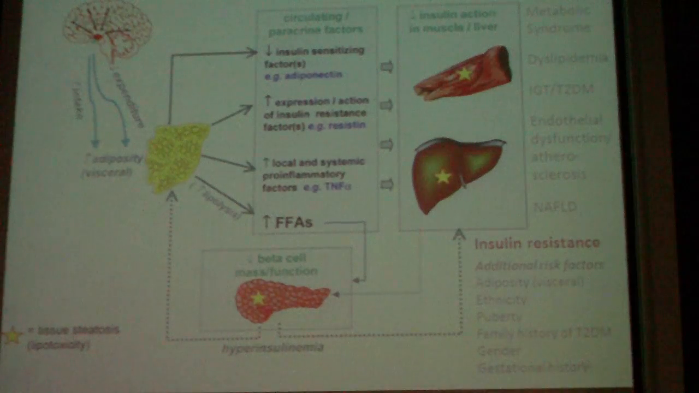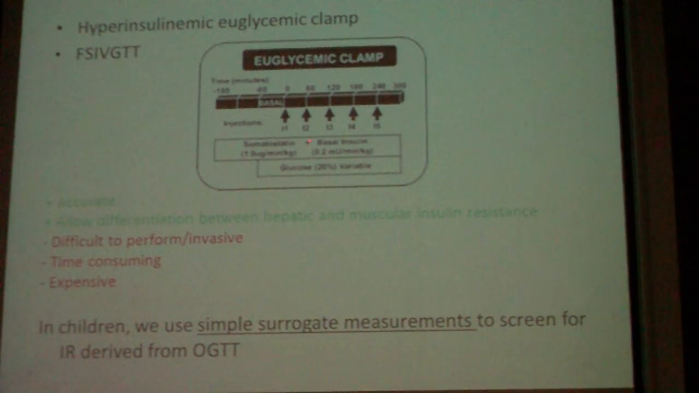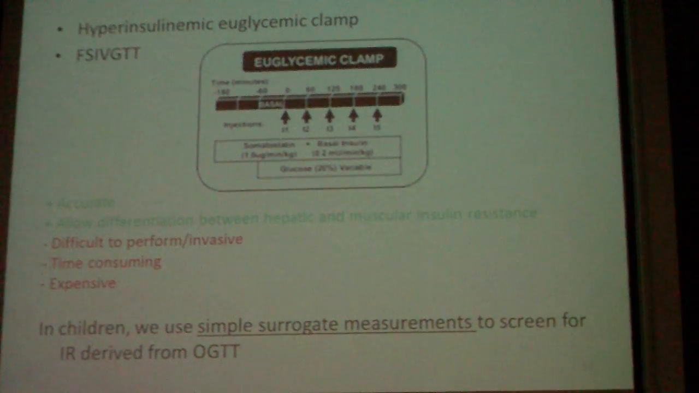How do we detect it in obese children? So we do not use it, but in research the hyperinsulinemic euglycemic clamp could be used. It's a very accurate method, but we do not use it because it's time consuming and also difficult to perform. It's like 240 minutes, like 4 hours. It's also expensive, and we do not use it in clinical practice. But this allows the differentiation between hepatic and muscular insulin resistance.